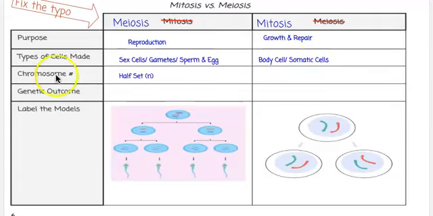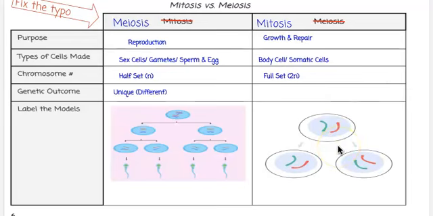Now, we're going to talk about the chromosome number. These have a half set of chromosomes. In normal humans, we have 46 chromosomes, but in the sperm and egg cells, they only have 50%, so there will only be 23. But in mitosis, all of your cells have completed reproduction. The sperm and the egg have joined, and now each of your cells will be making the 46 chromosomes.